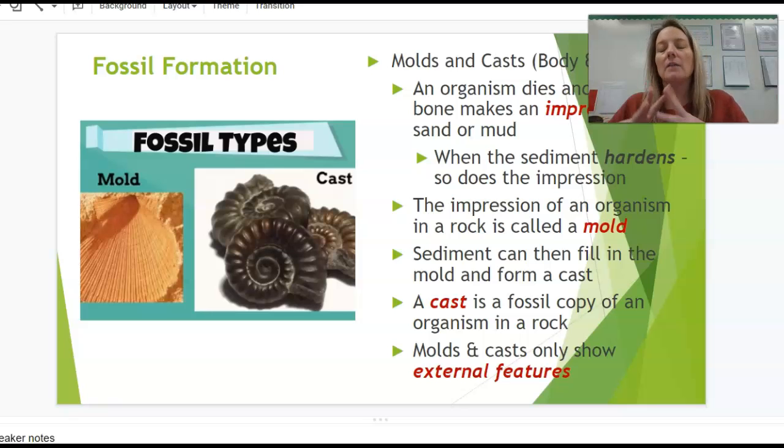Okay, the thing with molds and casts is that they only show external features. They don't show what was inside the shell. Okay, they only show the shell itself or the footprint. They don't show what was inside the foot. They show just the print of it.